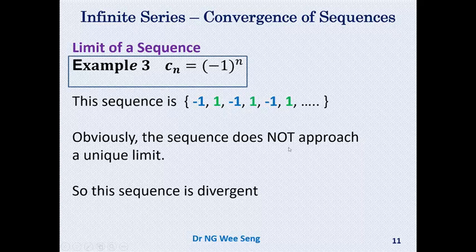So obviously the sequence does not approach a unique limit, because we have a choice between minus 1 and 1. But we need to have one and only one limit. So therefore this sequence is not convergent as well. In subsequent videos, I will show you how to find limits of more complicated sequences.